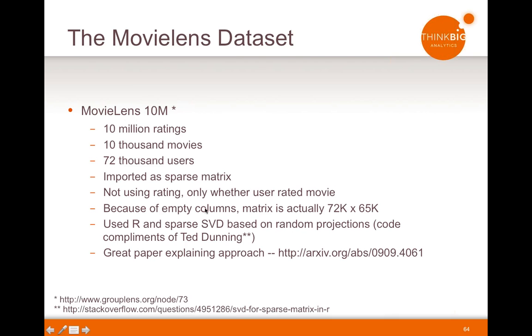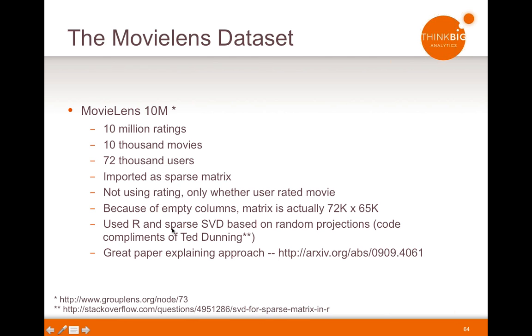And because we have lots of empty columns, the matrix is actually 72,000 by 65,000. The way that this data set has movies, they must have had more than 10,000 movies and just cut it down to the 10,000 most rated movies. So we have a lot of empty dimensions here. And one thing that this shows is that random projections can actually handle empty dimensions very well. So rather than having to come up with consistent numbers or a dense matrix where you only have 10,000 columns, it's okay to say we have a sparse matrix that's 65,000 columns wide, even though 55,000 of those columns are empty.